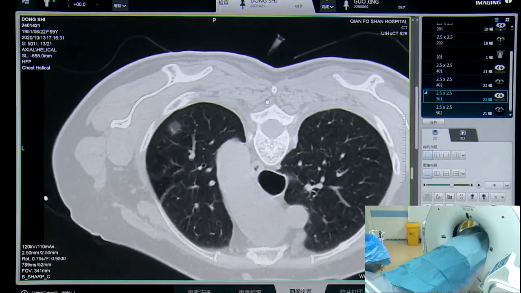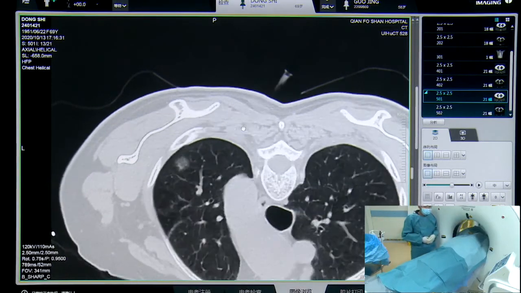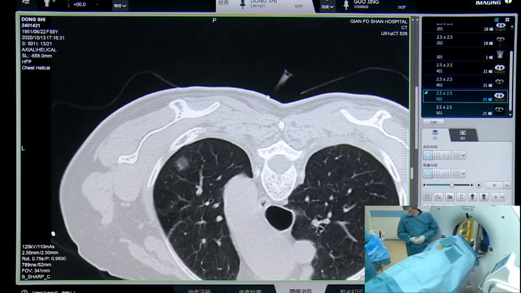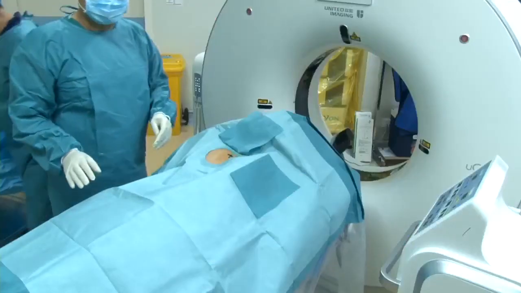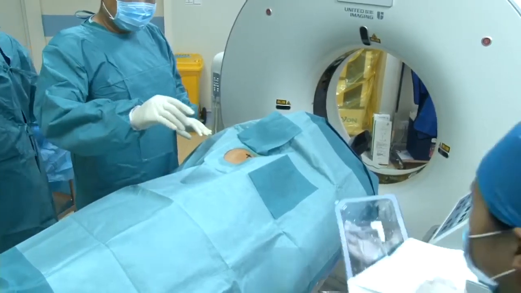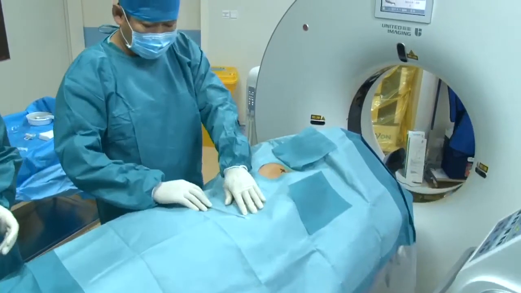Okay. So we can see the marker and the puncture point of the chest wall is not bad. So we can insert the biopsy needle through this pathway.